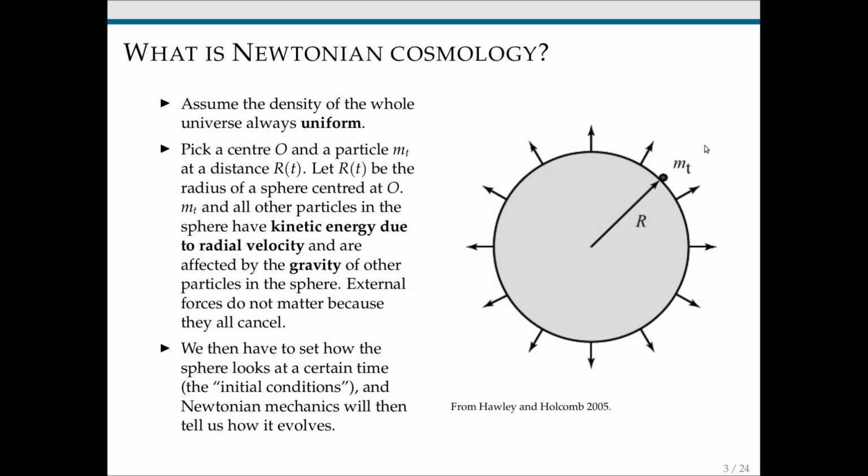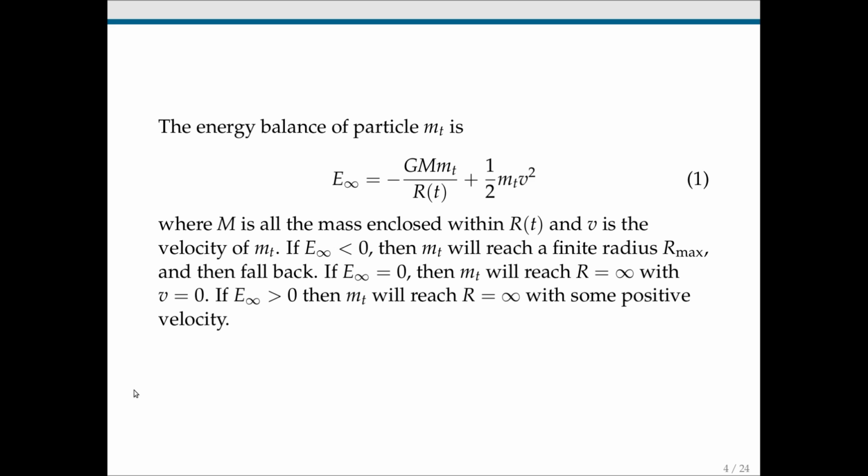R represents the radius of this sphere. This sphere is important because the particle m_t can be gravitationally affected by material inside the sphere, but not outside. We will track the evolution of the sphere over time, and it will represent the overall evolution of the universe. The energy balance of particle m_t is given as equation 1, where M is all the mass enclosed within r of t, and v is the velocity of m_t.